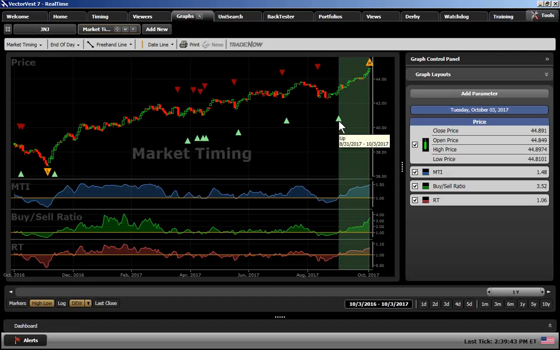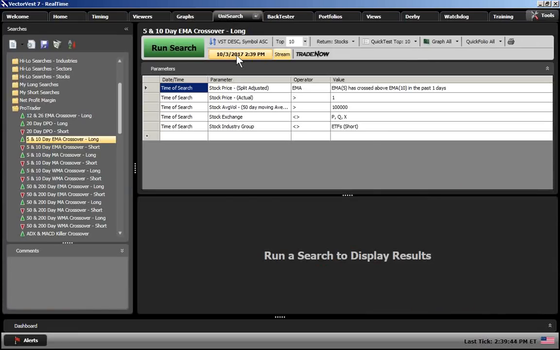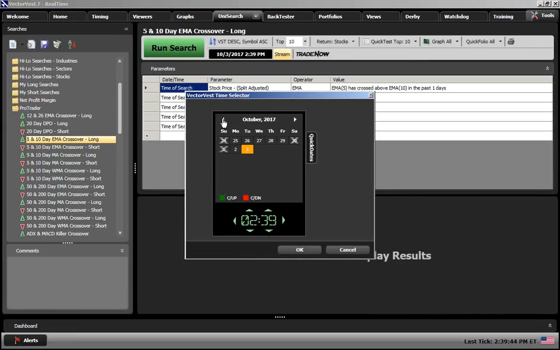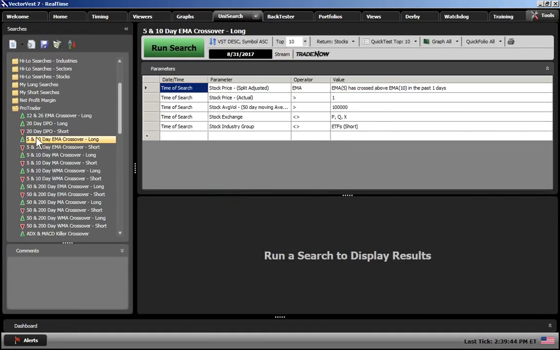This is the date that I'm going to use for my testing purposes, 8/31 of 2017. So I'm going to set my calendar back to the last DEW up call, which was 8/31, and I'm going to run the 5 and 10 exponential moving average crossover on that date. We'll click on run.